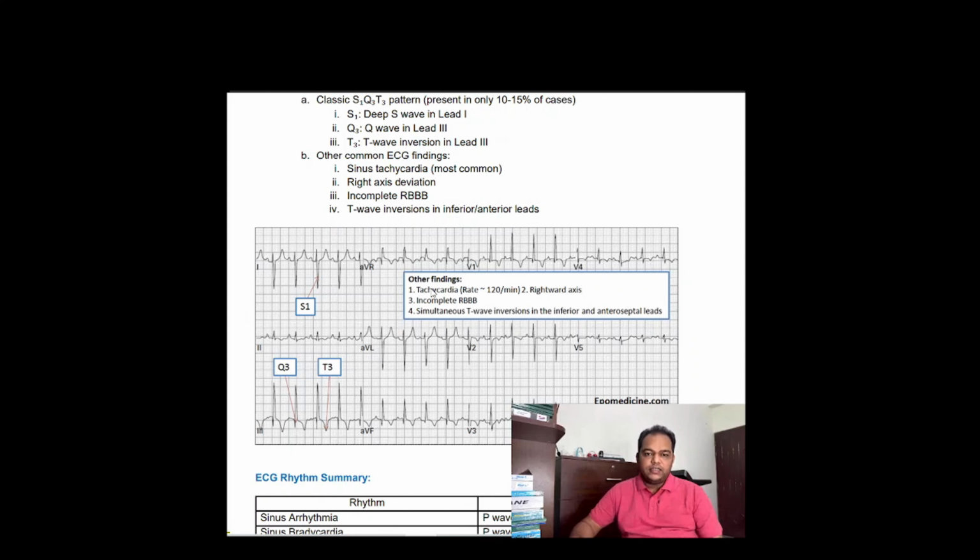Other ECG findings of pulmonary embolism include tachycardia, incomplete RBBB, and simultaneous T wave inversions in the inferior and anteroseptal leads. You can appreciate T wave inversion here. The rate is obviously more than 100, so there is tachycardia, and incomplete RBBB may be present here.